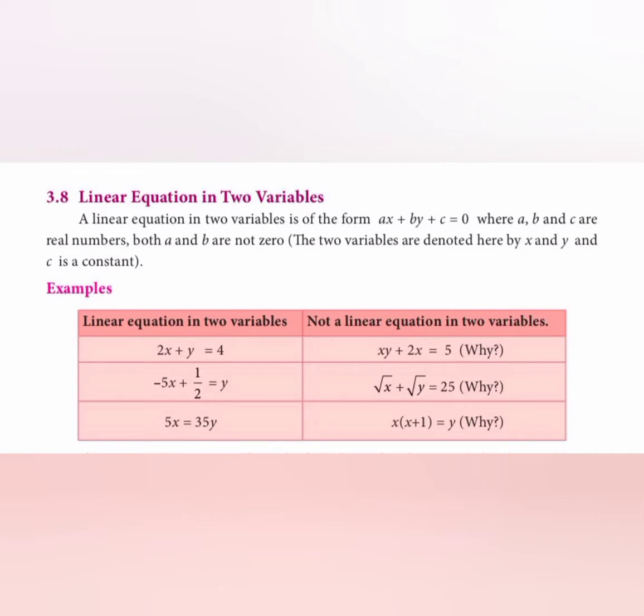Linear equation in two variables. A linear equation in two variables is of the form ax plus by plus c equal to 0, where a, b and c are real numbers. Both a and b are not 0. Okay, and in the below tabular column we were given certain examples which you can go through it.